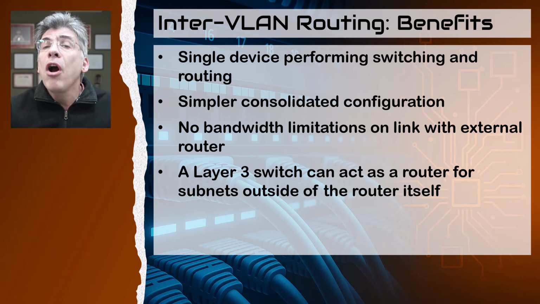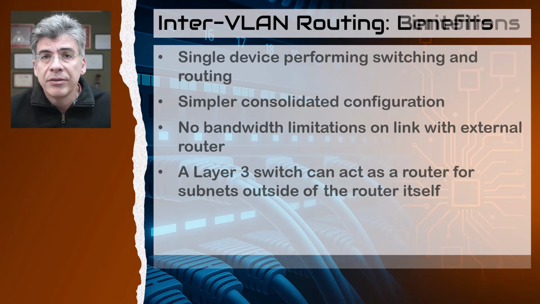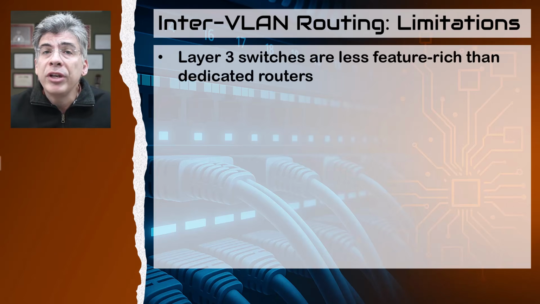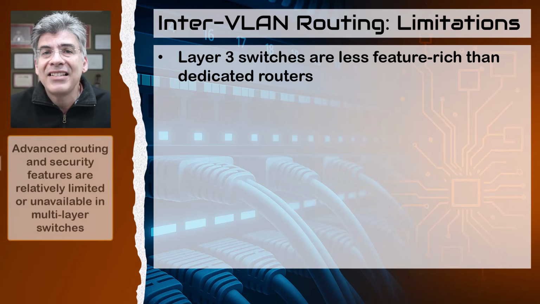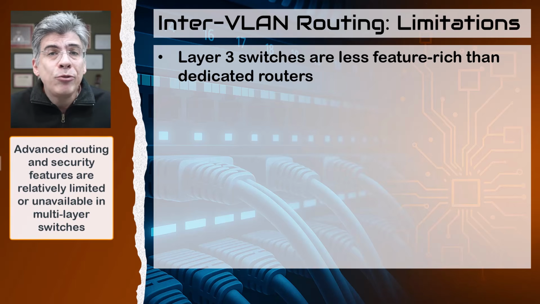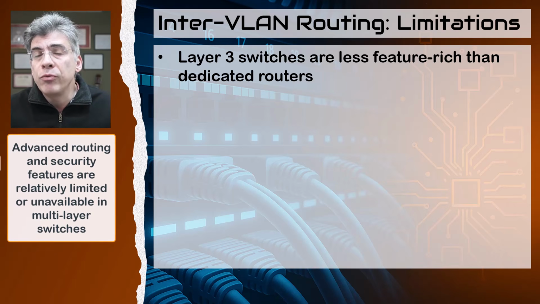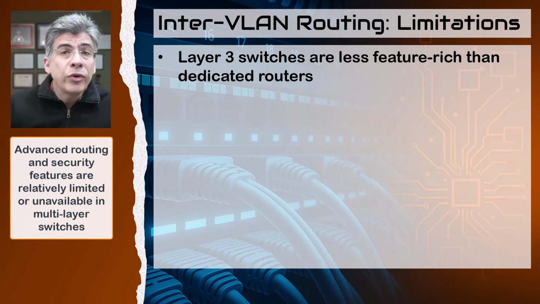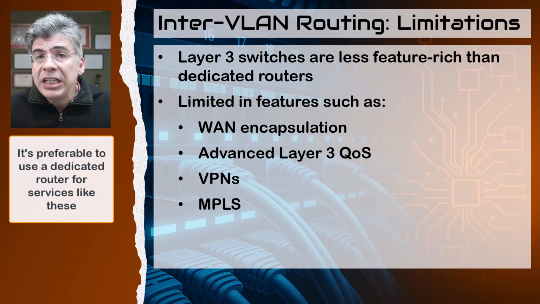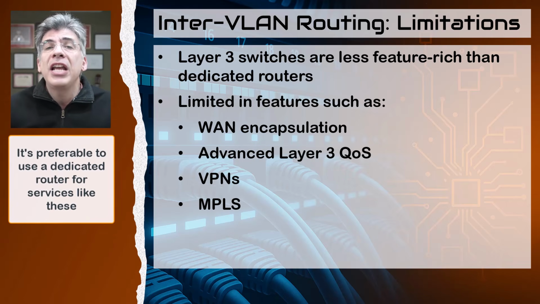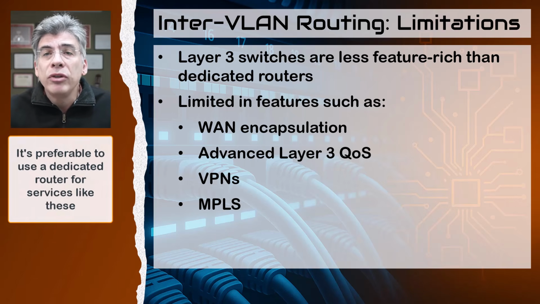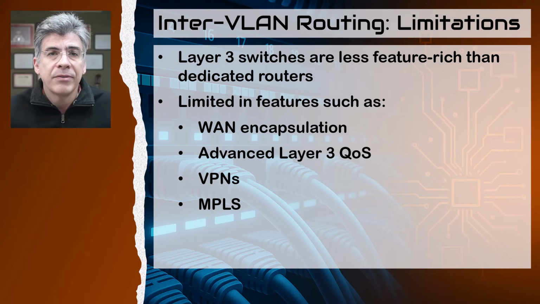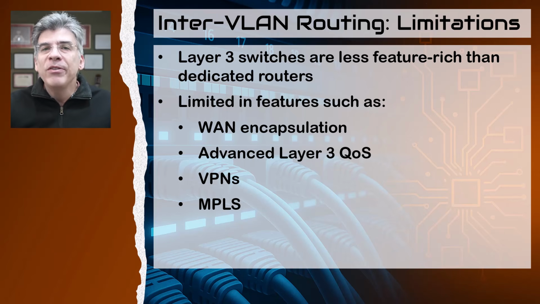There are, however, some limitations. Layer 3 switches perform routing just fine, but they are generally less feature-rich than routers. They are more limited when it comes to features such as advanced WAN technologies, deep traffic manipulation, or specialized routing services. For general routing, Layer 3 switches are fine, but if you need to perform things like WAN encapsulation, advanced QoS, VPN services, or MPLS, it's best that you use a pure router for these. So that's it for Inter-VLAN routing.